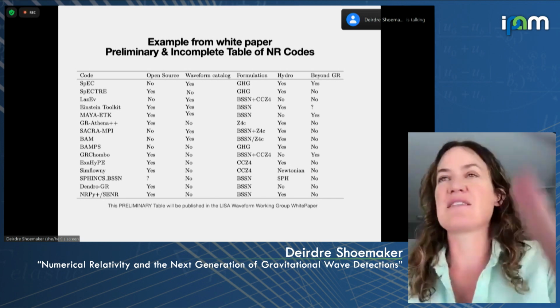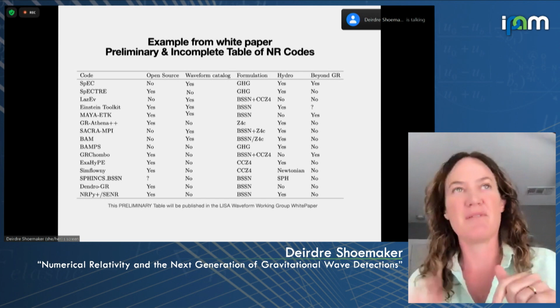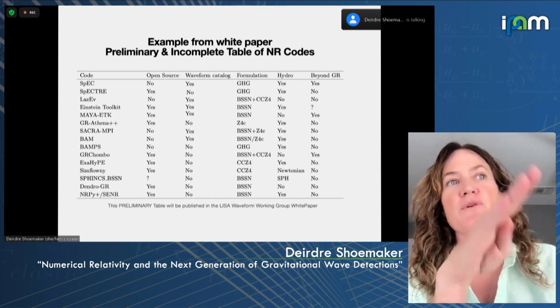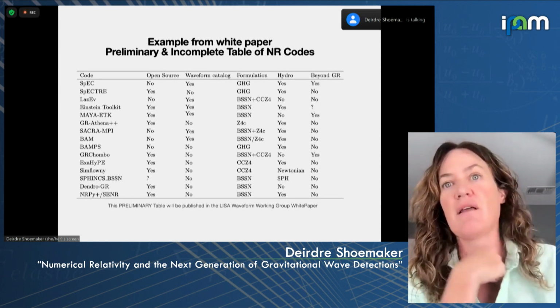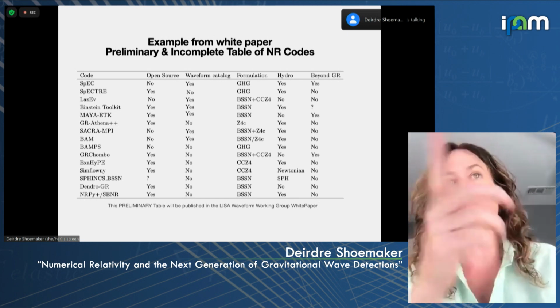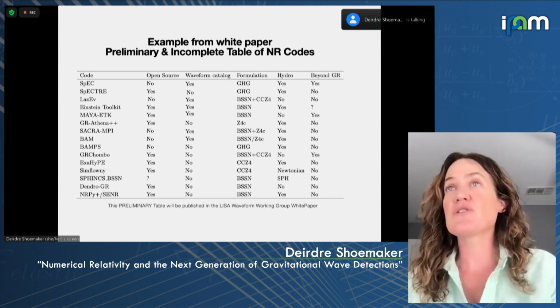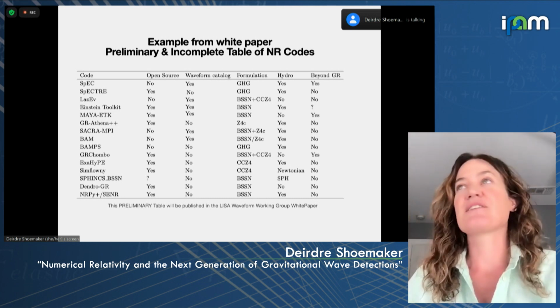I should put one that says whether or not it's complete or not. But for example, SpECTRE is being built, right? SpEC's their current code. So if you look at this, we asked which ones are open source, which ones have a waveform catalog right now. Some of those waveform catalogs are neutron star, which I'll have to take out for this paper because it's only concerning black holes, but for this group, it's interesting. What formulation do people use? Is there hydro? And does it have a beyond, or has it been used for beyond GR? So I just think it tells you just how exciting the space is.